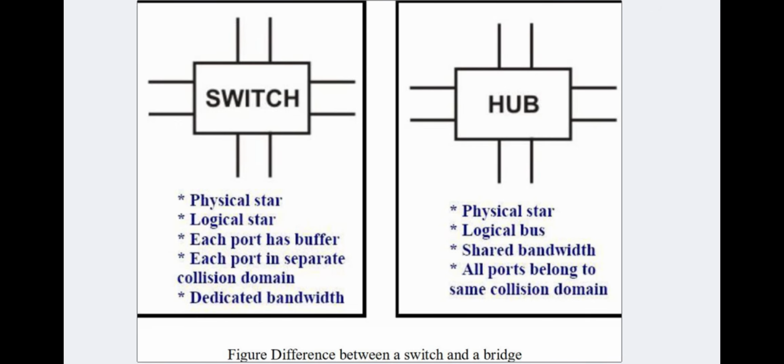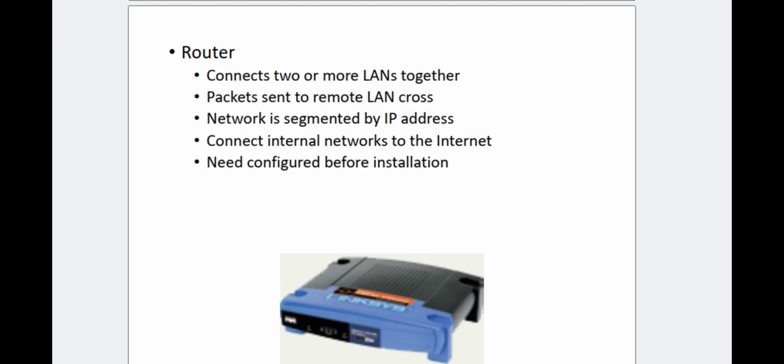A router connects two or more LANs together. Packets are sent to the remote LAN, and cross-network traffic is separated by IP address. Routers connect internal networks to the internet. They need to be configured before installation.